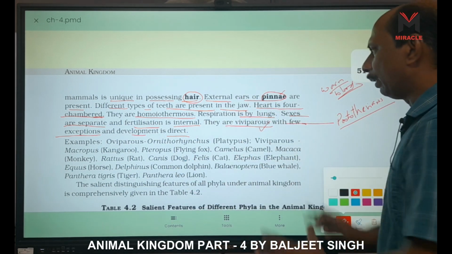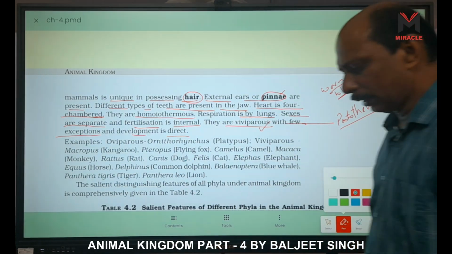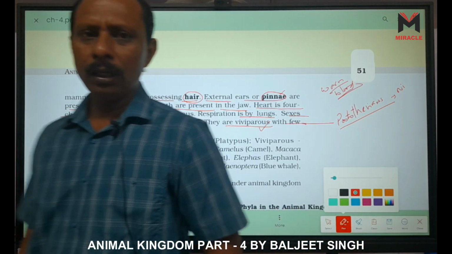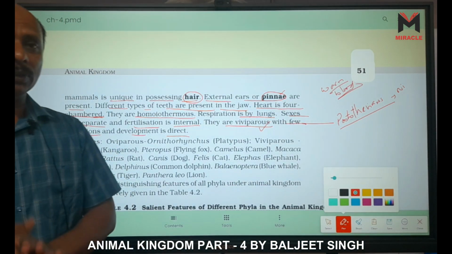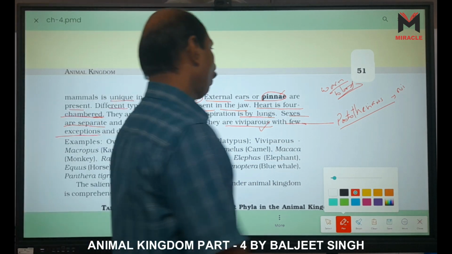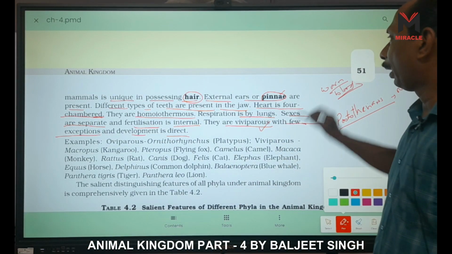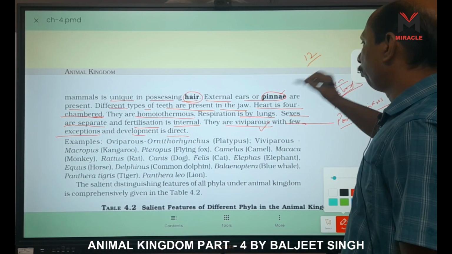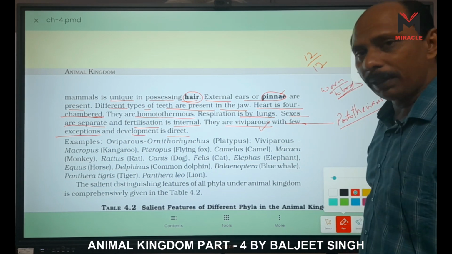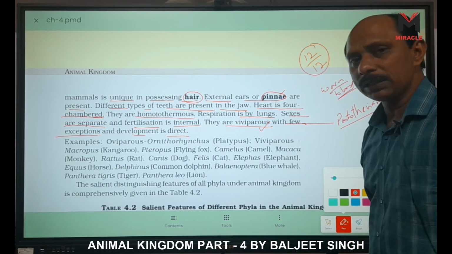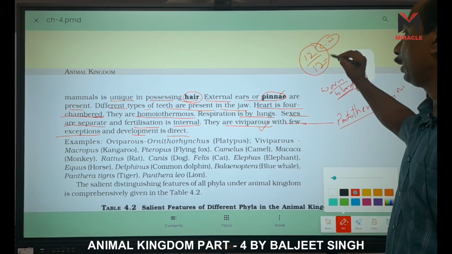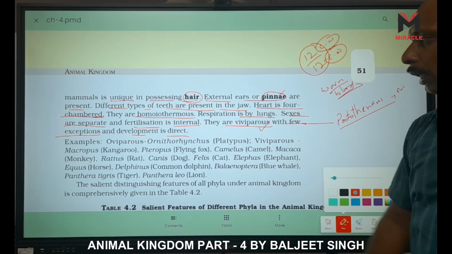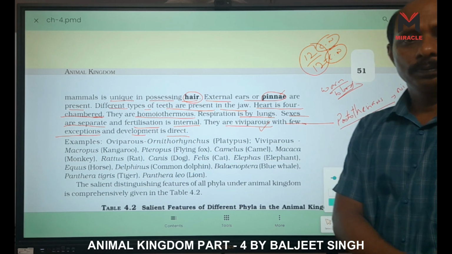These mammals are given some structures. When we consider the cranium, that is cranial nerves. In case of birds, they have 12 cranial nerves. Mammals also have 12 cranial nerves, right? So birds and mammals both have 12 cranial nerves. Heart is four-chambered. Both are homeothermous, right?